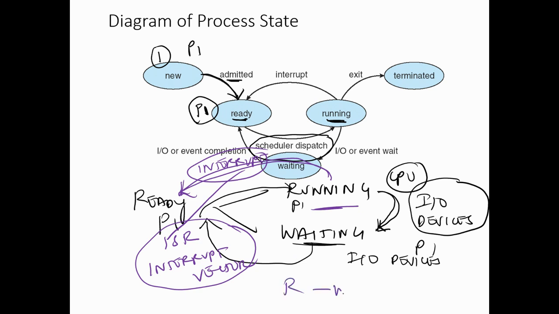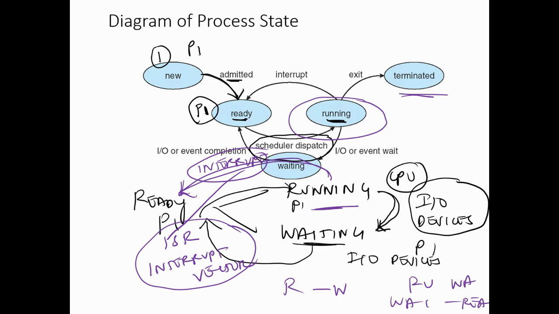I've said different cases. Ready to waiting is one case, running to waiting is the next case, and waiting to ready is a third case, to give you a better view of how the states are transitioned. Then after running, all those things are done. Yes, I have completed process P1, then the process gets terminated. Clear about how the process states transition?